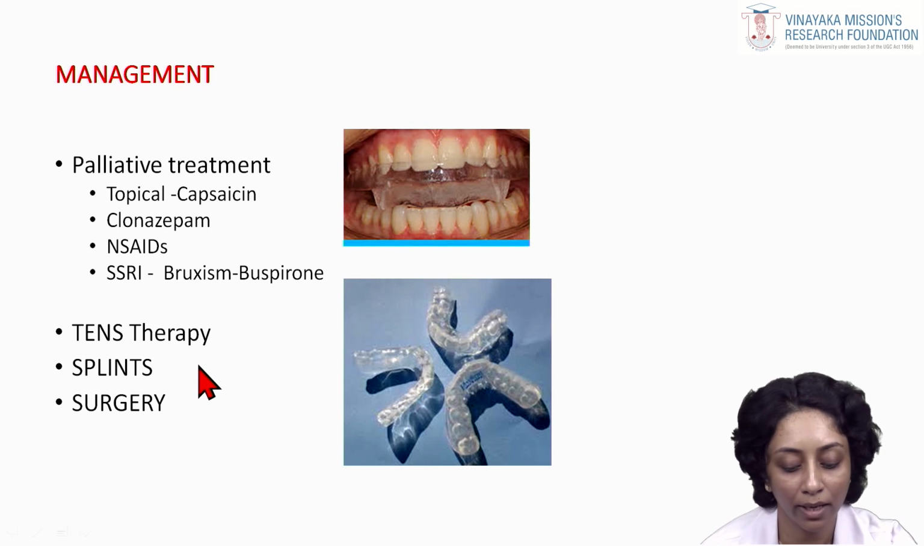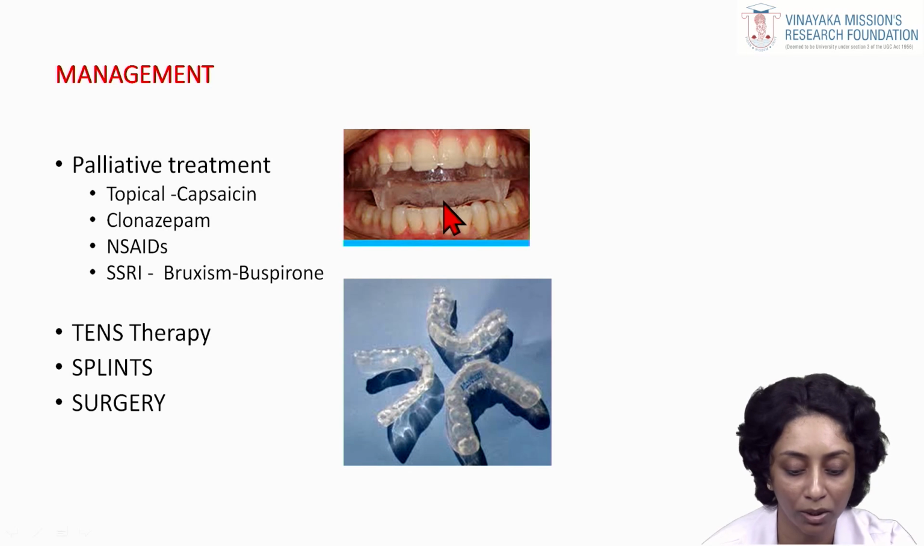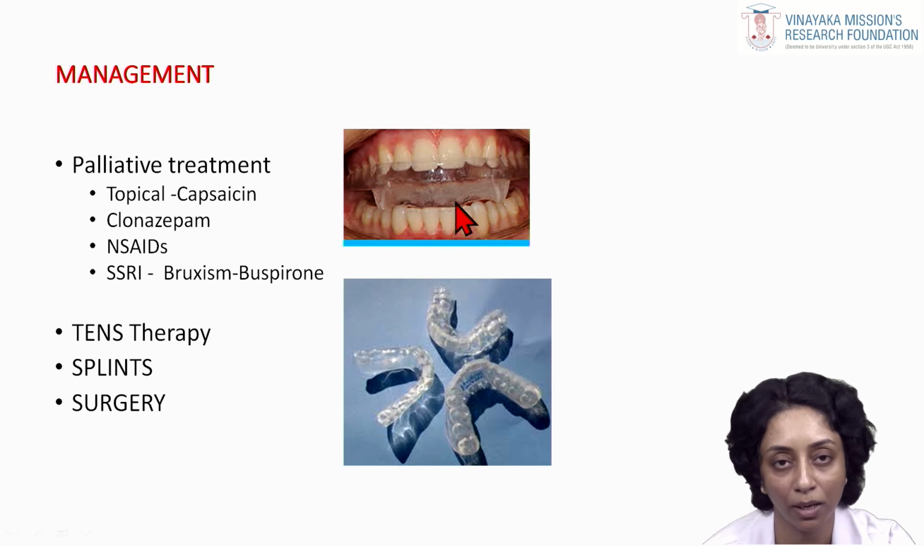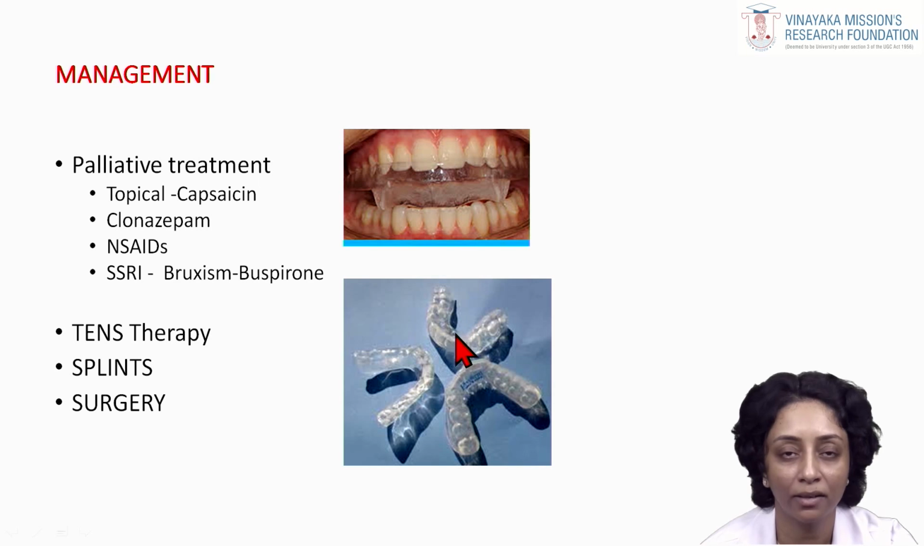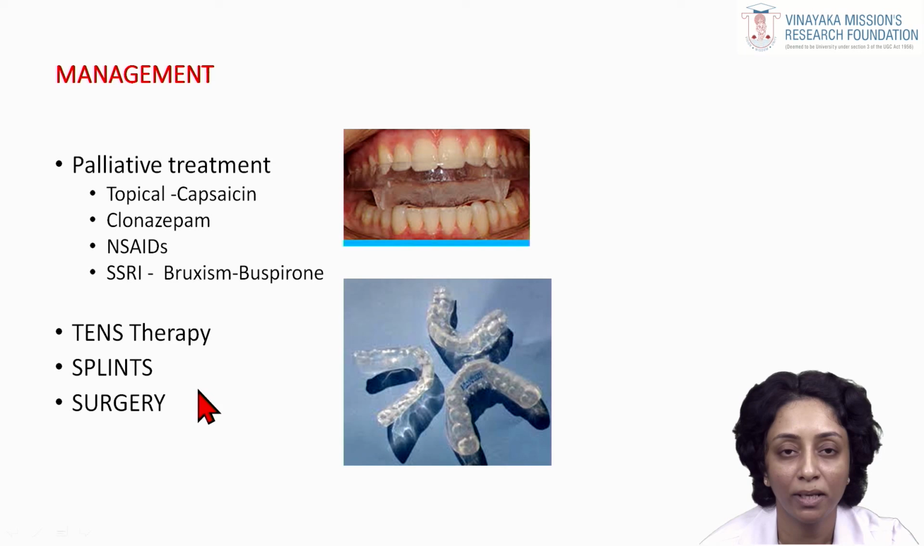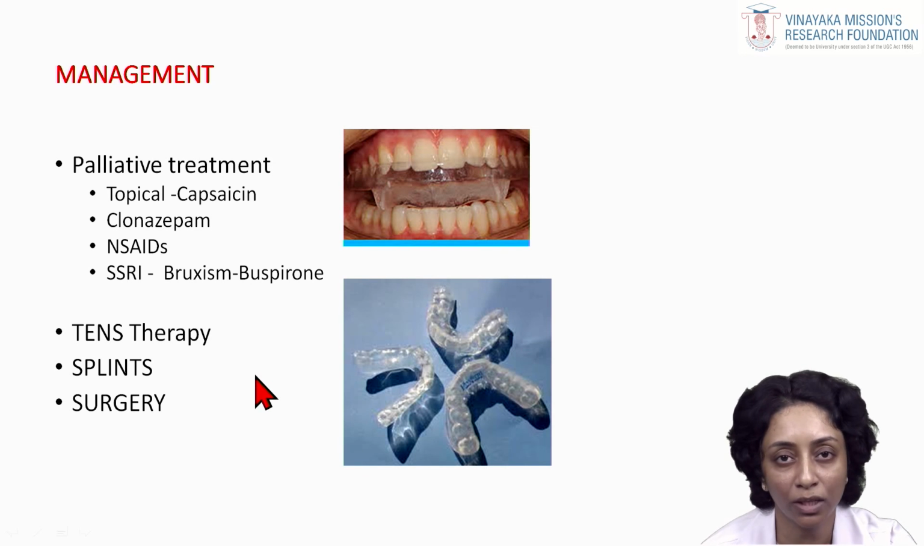This is followed by intraoral splints. This is how the picture appears, where we can give soft splints, and along with it we can also give habit-breaking appliances, and that will relieve the patient's pain and give occlusal stability. The last treatment will be the surgical management of the disorders.